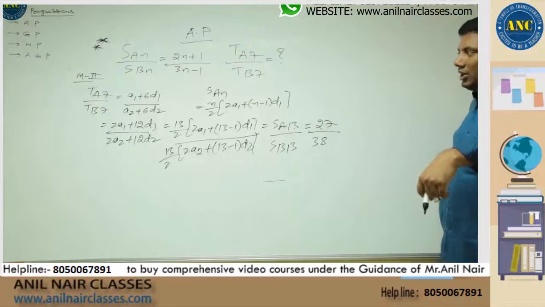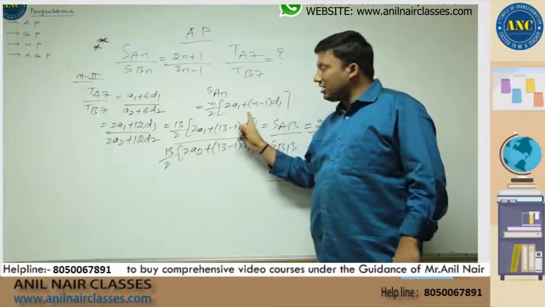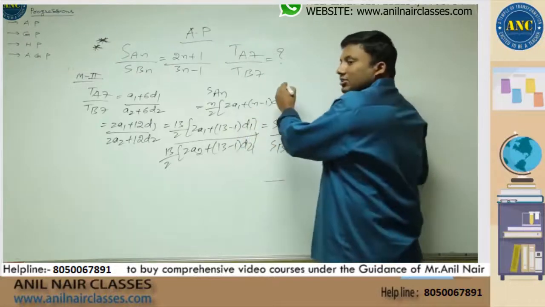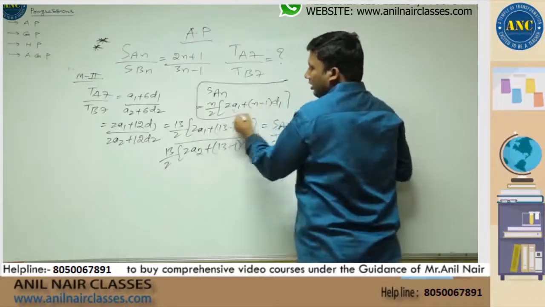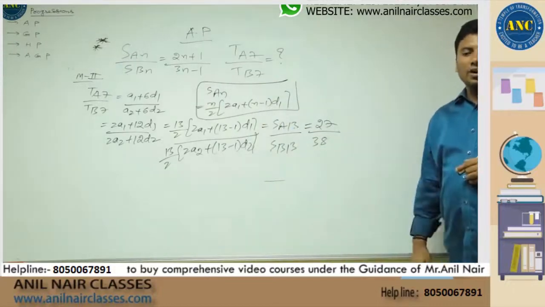Method 1, method 2. But you have to understand why I multiplied by 2. Because of the difference, that is the importance of definitions. SAn is n by 2 into 2a1 plus n minus 1 d1. Method 1 and method 2.